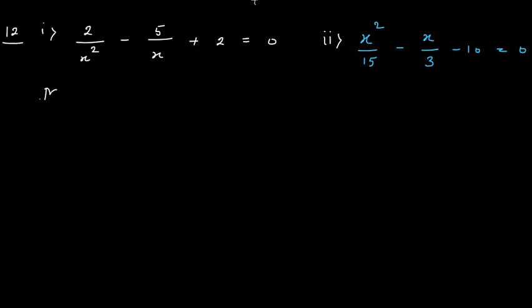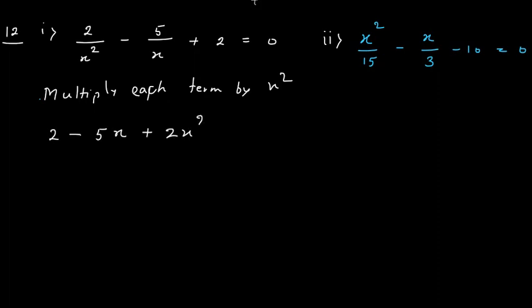So here we will say that multiply each term by x square. So when this 2 upon x square is multiplied by x square, we will get 2. Here we will get 5x and here we will get 2x square. Now rearranging these equations in standard form, we get 2x square minus 5x plus 2 equal to 0.